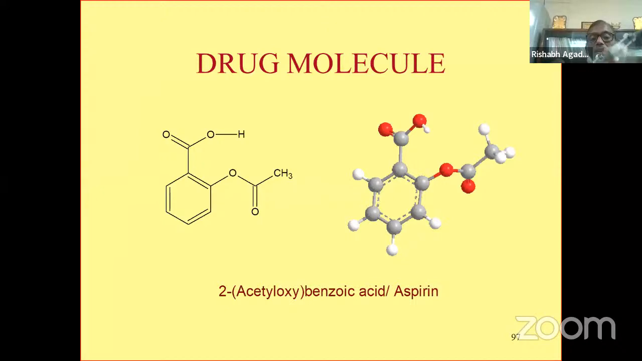Now that ring is a benzene ring. You can see it has three double bonds. The white are the hydrogens, and the other is carbon. And when I prepare the stick ball model of this benzene, how it looks, it goes flat.